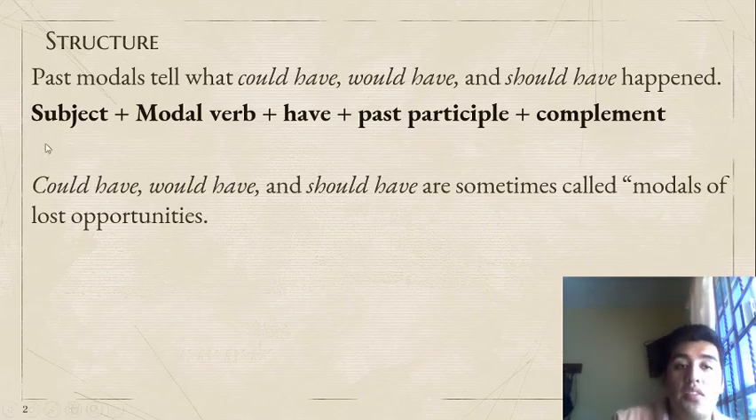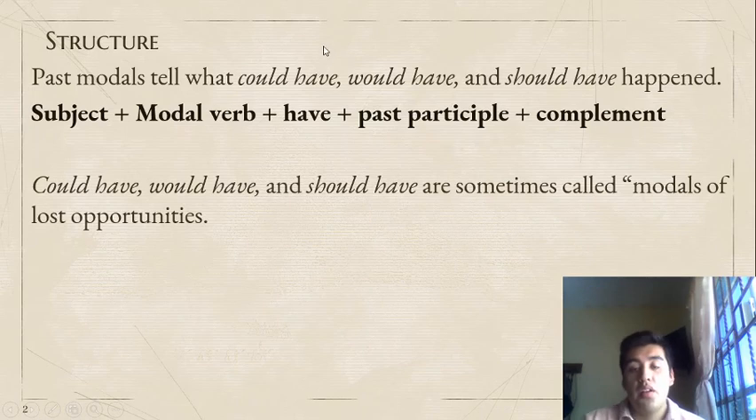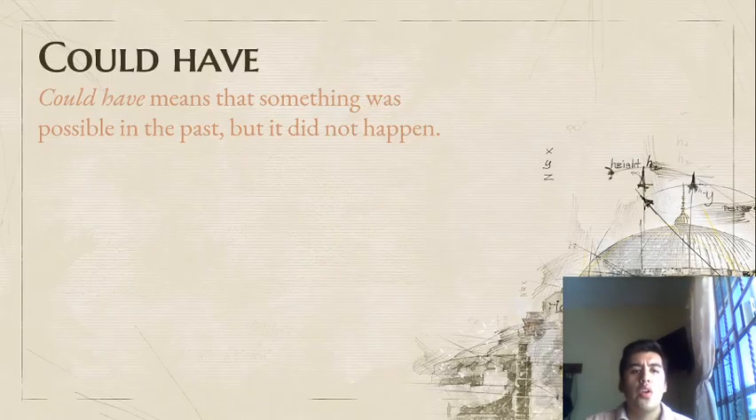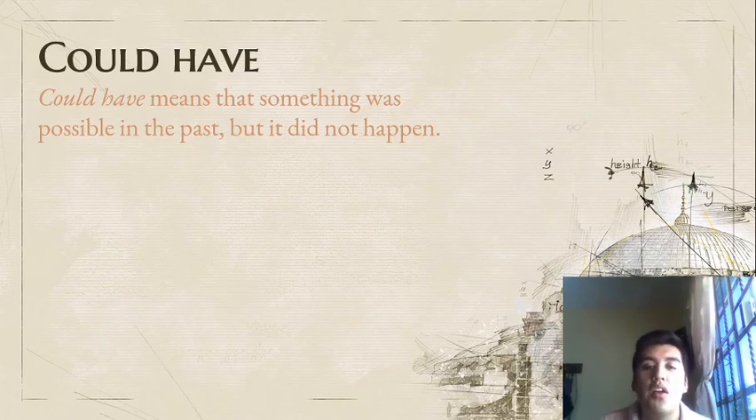The structure is the subject first, then the modal verb, plus have, plus the past participle, and the complement. It's very similar to the present perfect simple, have and past participle. Could have, would have, and should have are sometimes called modals of lost opportunities. Could have means that something was possible in the past, but it did not happen.